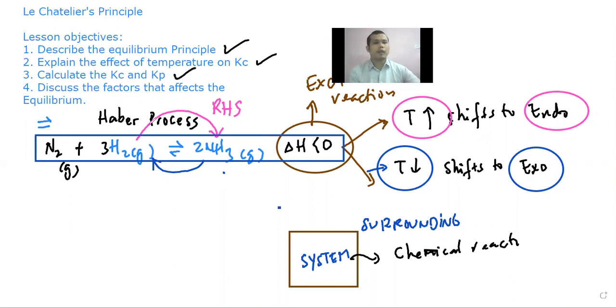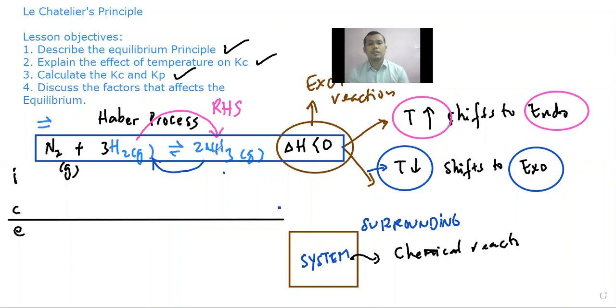The third point I would like to discuss is the calculation of Kc and Kp. Suppose we have an ICE table. ICE stands for initial, change, and equilibrium. We have the specific concentrations of nitrogen, hydrogen, and ammonia, but since there is no ammonia in the beginning, we put this as 0. For example, I have 2 moles of nitrogen and 1 mole of hydrogen.